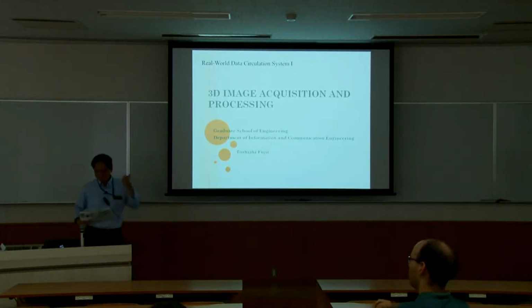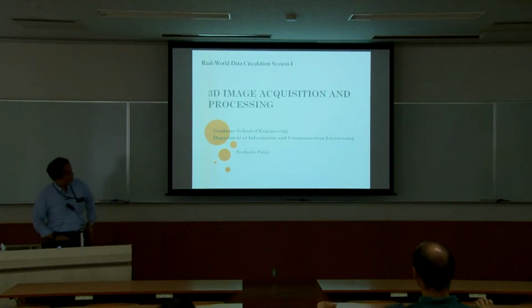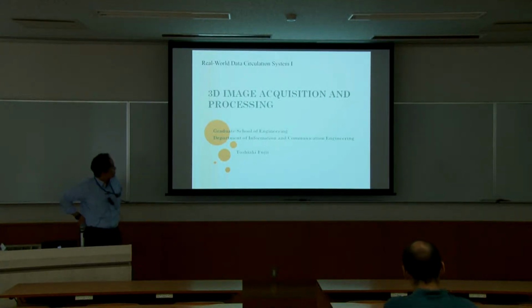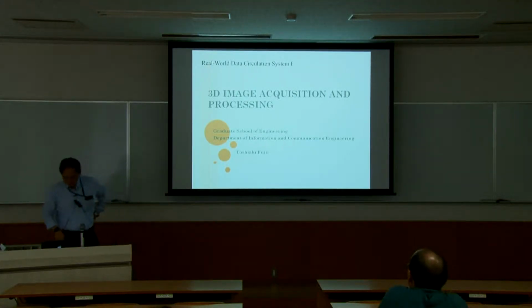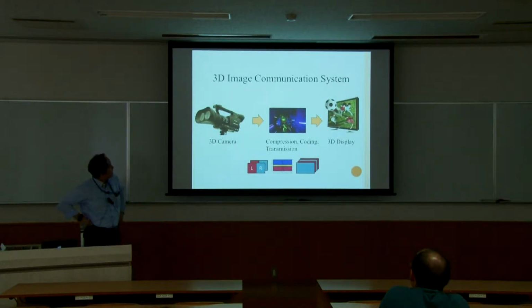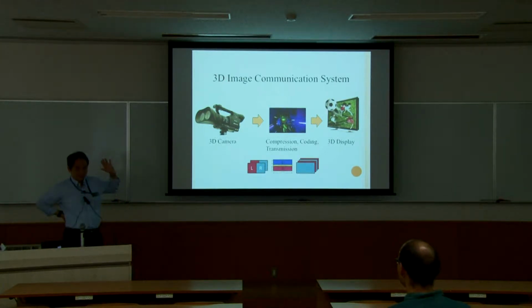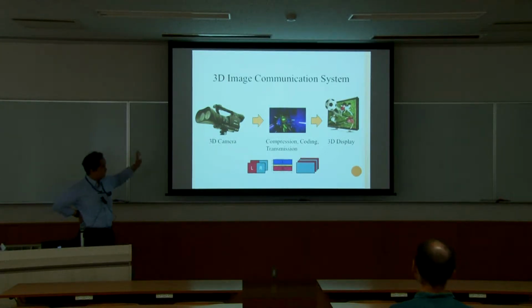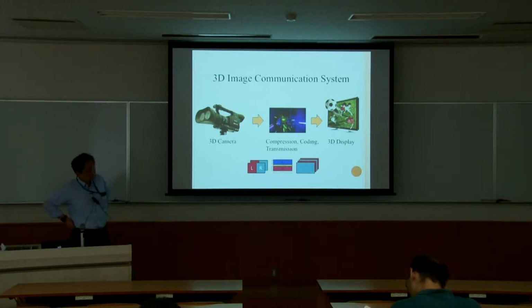Today I'd like to give a presentation about 3D image acquisition and processing. This is the 3D image communication system. First, a 3D scene is captured by some 3D cameras, and then the data is compressed, coded, transmitted, and then at the receiver side, a 3D display displays the 3D scene.